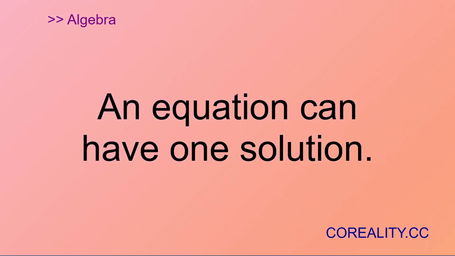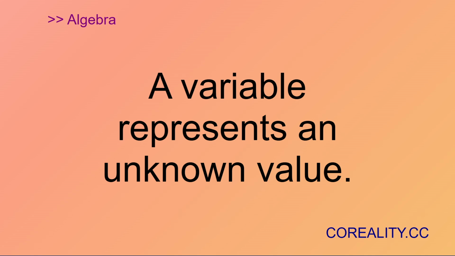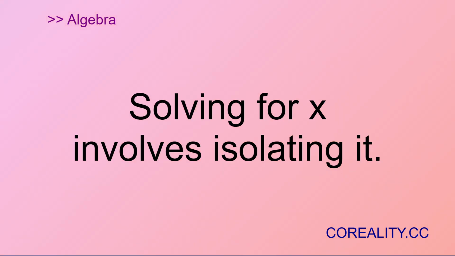An equation can have one solution. A variable represents an unknown value. Solving for x involves isolating it.